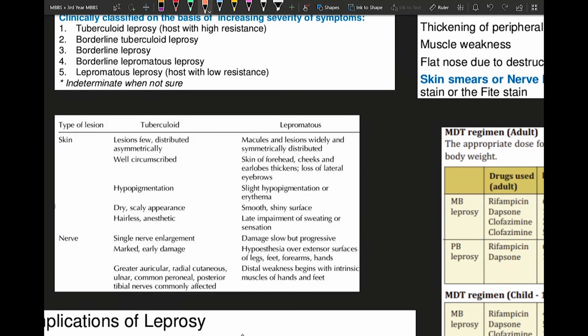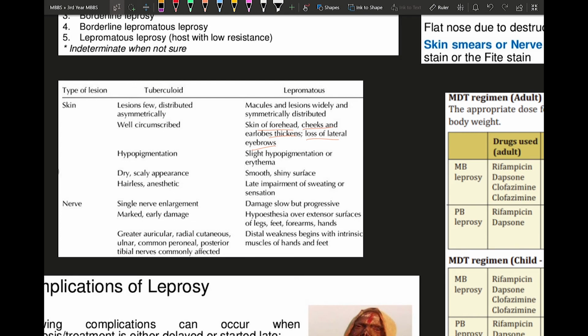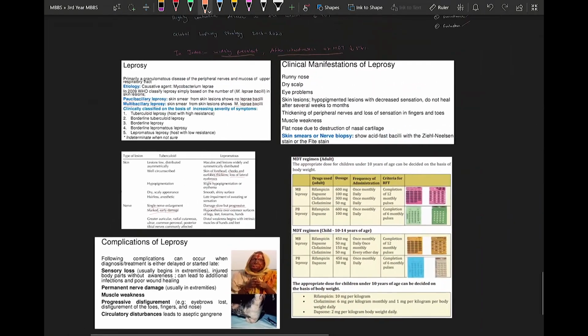So the difference between tuberculoid and lepromatous is given over here. In tuberculoid, the lesions are few. In lepromatous, they are widely present. In tuberculoid, the lesions are circumscribed. In lepromatous, they are present on the skin of forehead, cheeks, earlobes, with loss of lateral eyebrows, and these are the most important features. For nerve involvement, there is single nerve involvement and marked early damage in tuberculoid. Damage is slow but progressive in lepromatous. Those are all the things which you need to know.